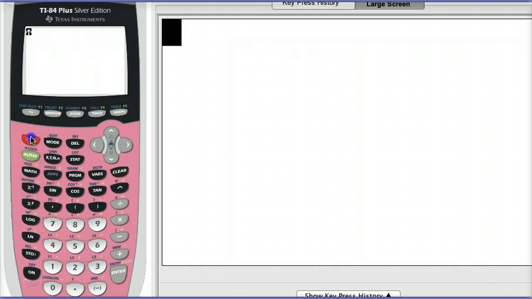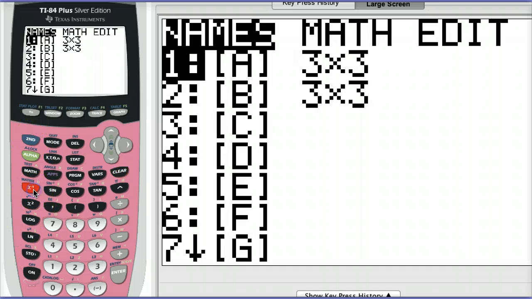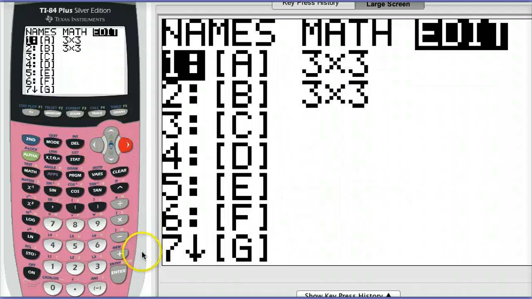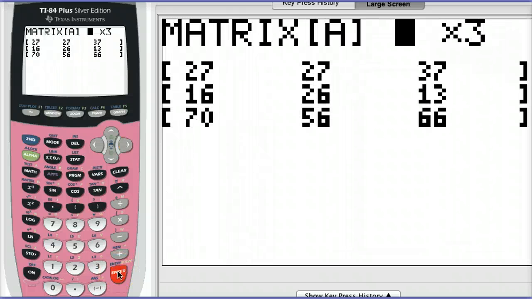To get a matrix, you'll hit second and the X, the negative one button. And we'll go over here to edit. And I'm going to choose matrix A. And in matrix A, I'm going to enter my observed counts.